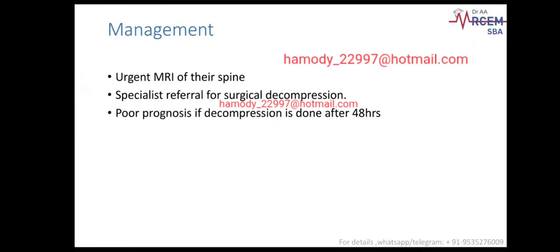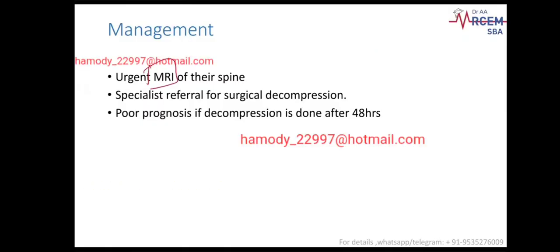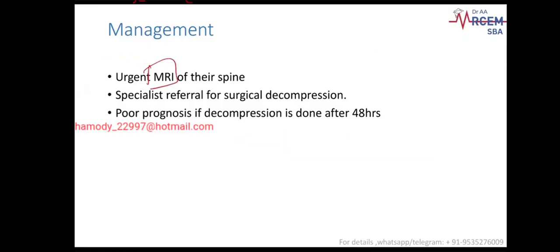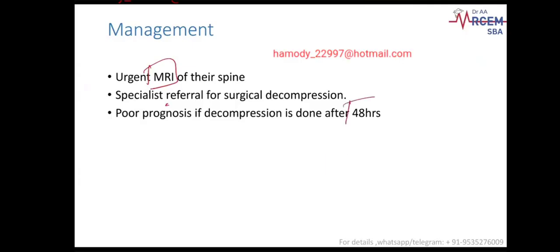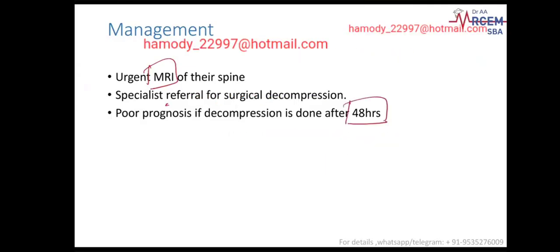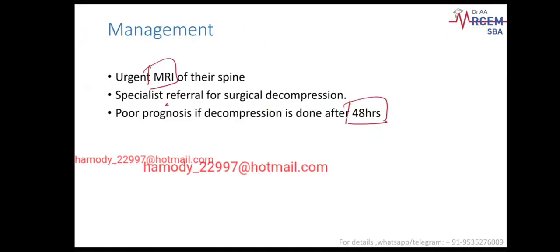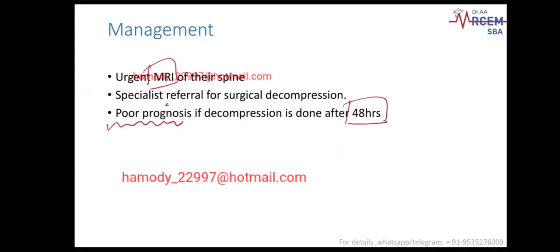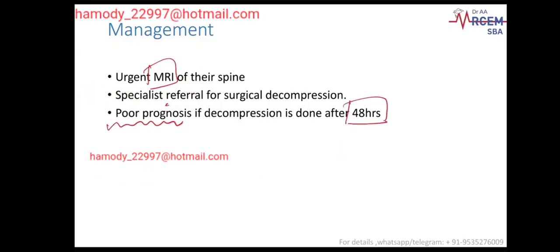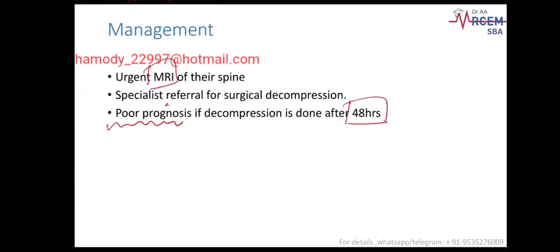Management. Get an immediate MRI scan done. The sooner the better. Once you get an MRI scan done, immediately involve the spine surgeons for spinal decompression. The sooner you intervene, the better it is. If you delay it more than 48 hours, the damage is permanent. You cannot do anything after 48 hours. Most of the time, it is a poor prognosis. So immediate MRI scan, immediate involvement of the spine surgeons, and intervene as soon as possible to do a surgical decompression. These are the things you need to really look out for in this individual.